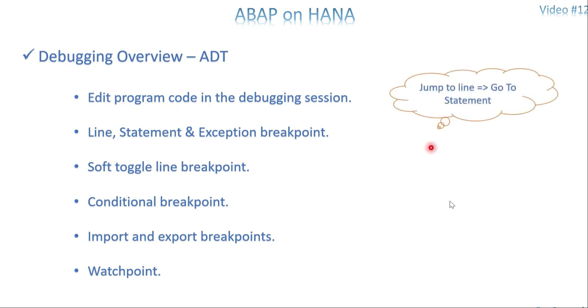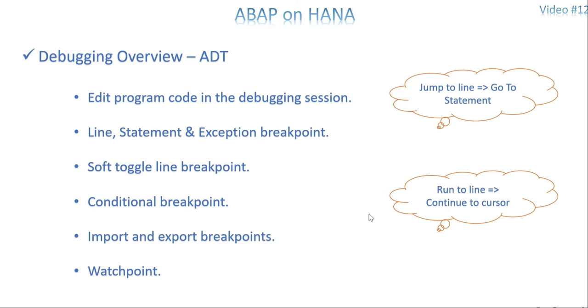An additional point here: go to statement is equal to jump to line. Normally we have a go to statement in our ABAP editor, ABAP debugging session. Here it is nothing but jump to line, which means it will automatically go to the particular line. The next one, run to line, is nothing but continue to cursor in the ABAP debugger.